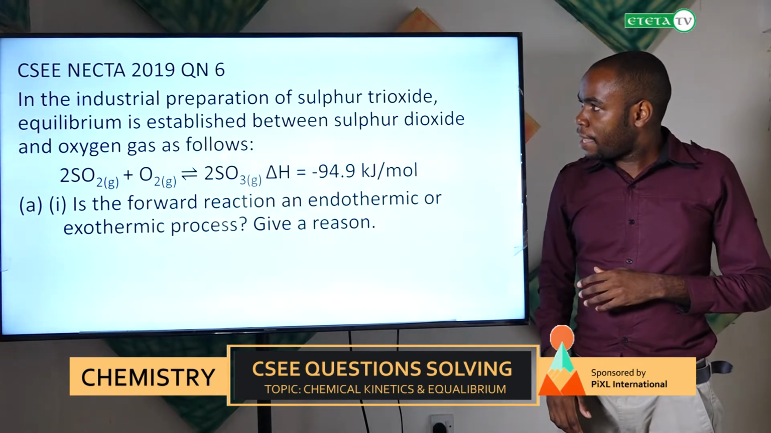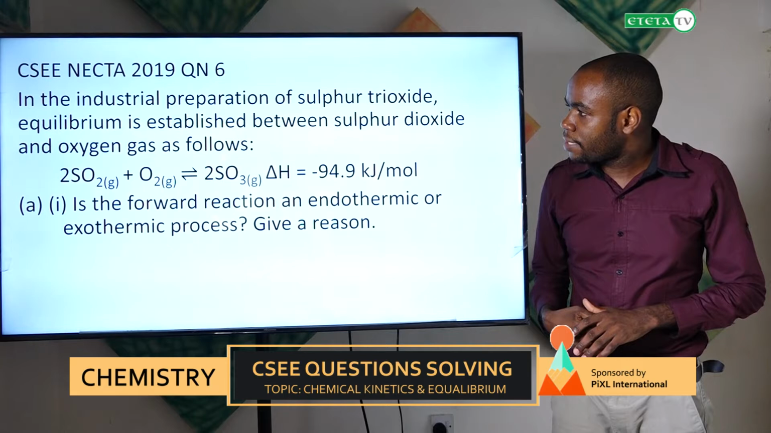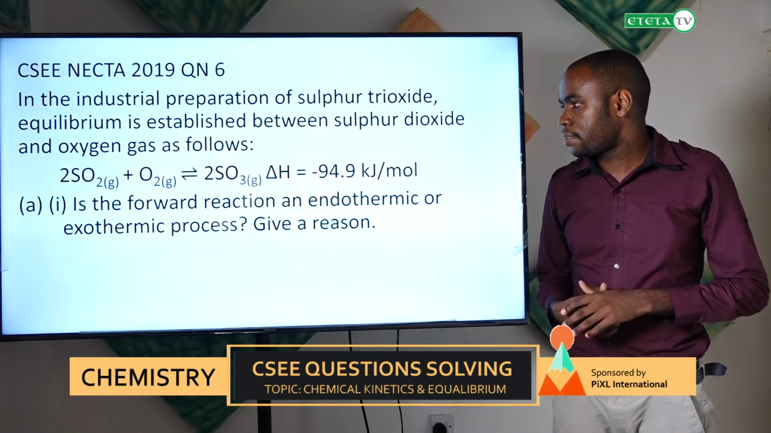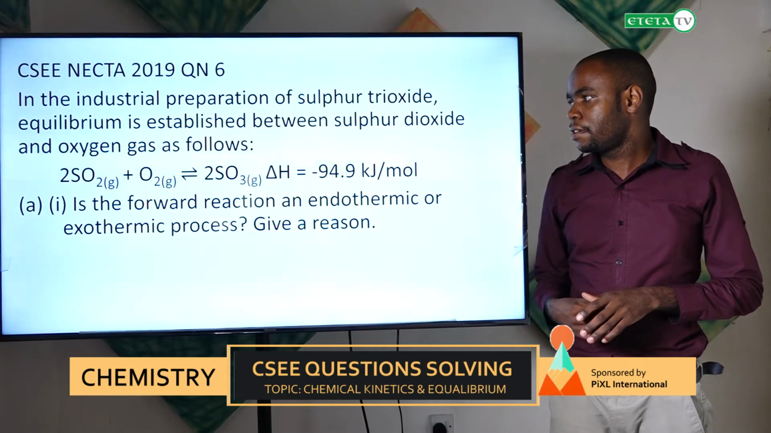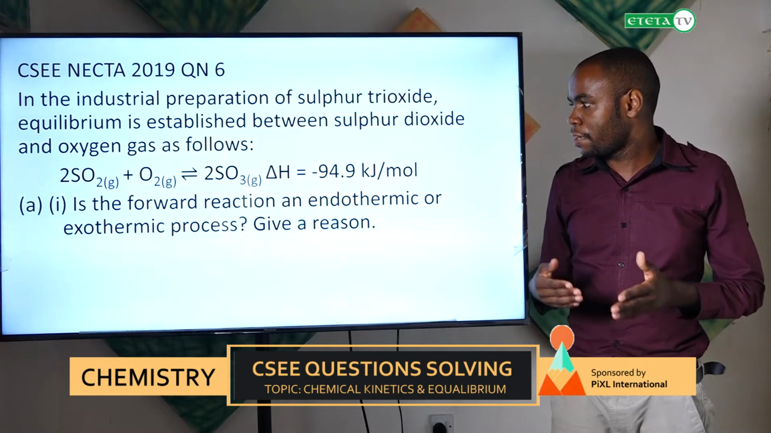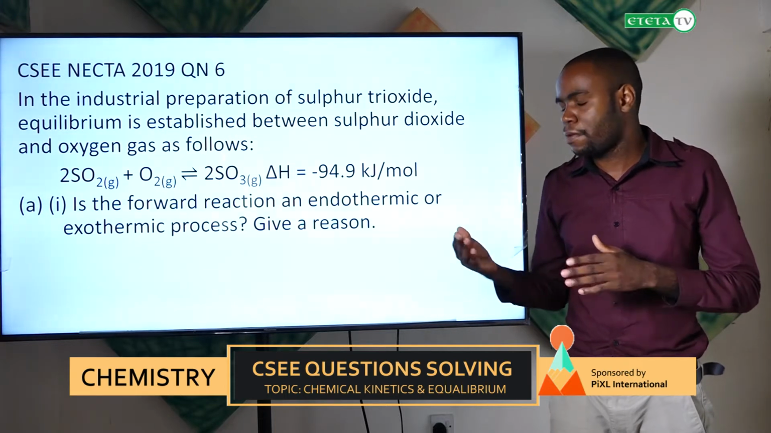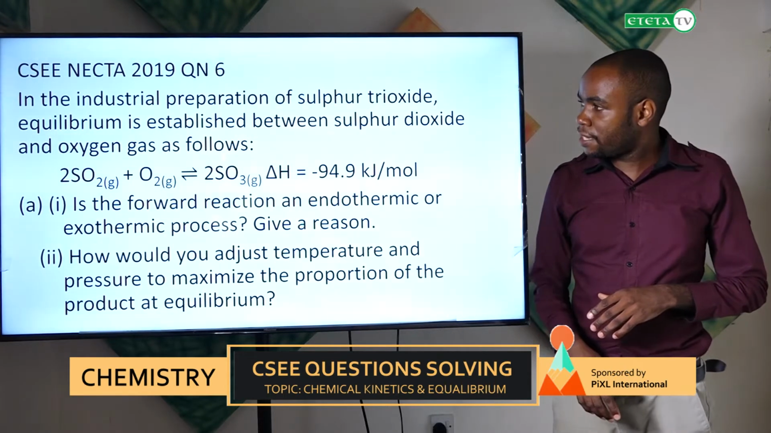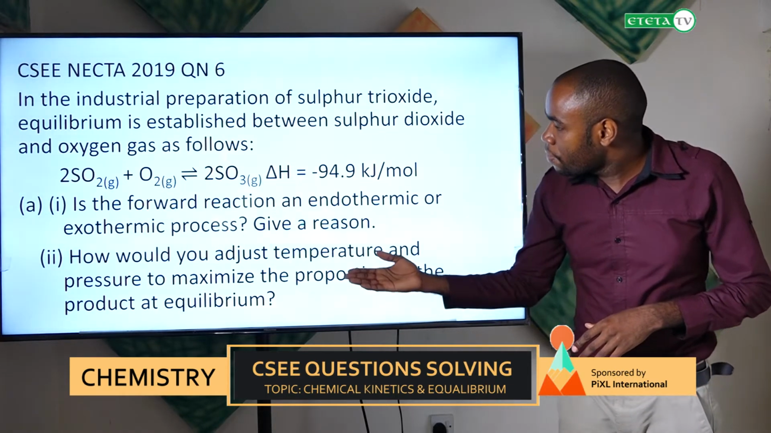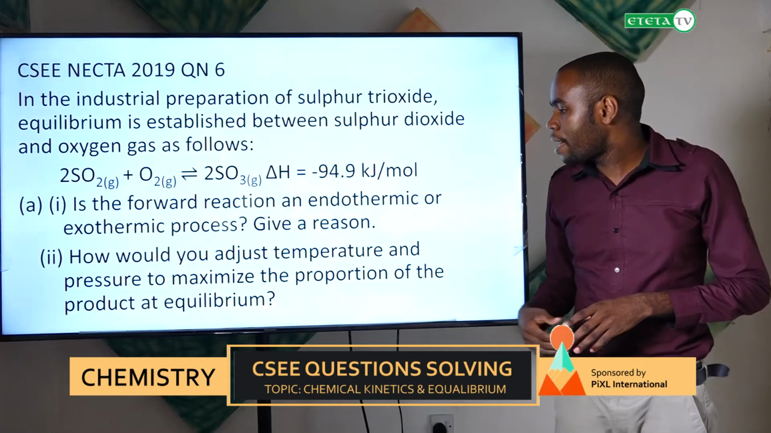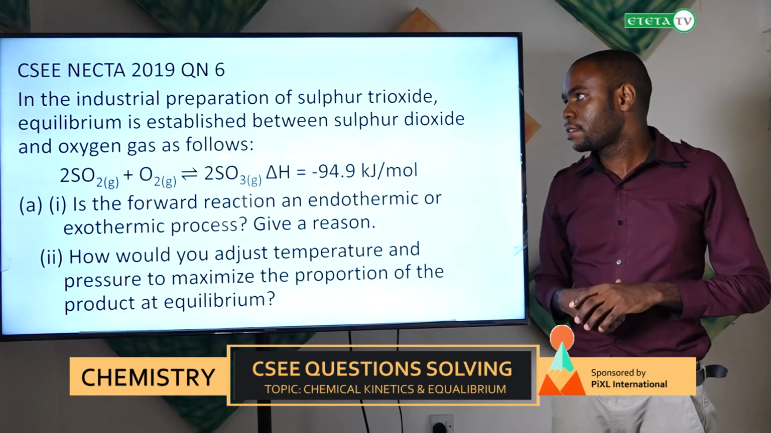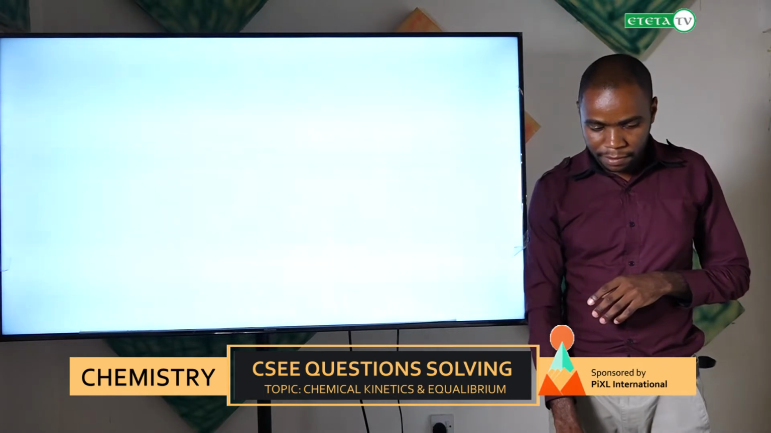Question number 6A, Roman 1 says, is the forward reaction an endothermic or exothermic process? Give reason. So here you need to show if the reaction is endothermic or exothermic. If it is endothermic, you have to give the reason, or if it is exothermic, you have to give a reason. And question number 6A, Roman 2 says, how will you adjust the temperature and pressure to maximize the proportion of the product at equilibrium? So this is question number 6A.